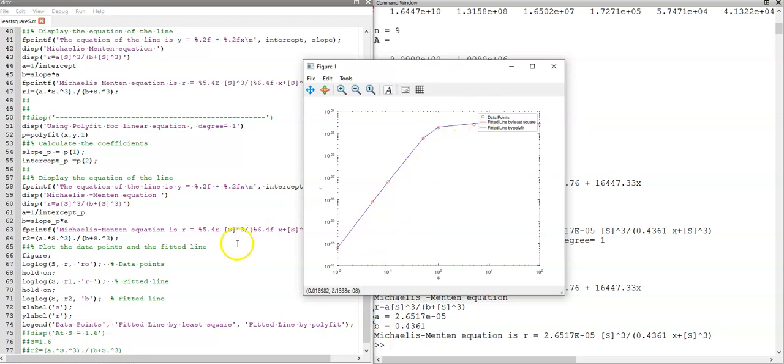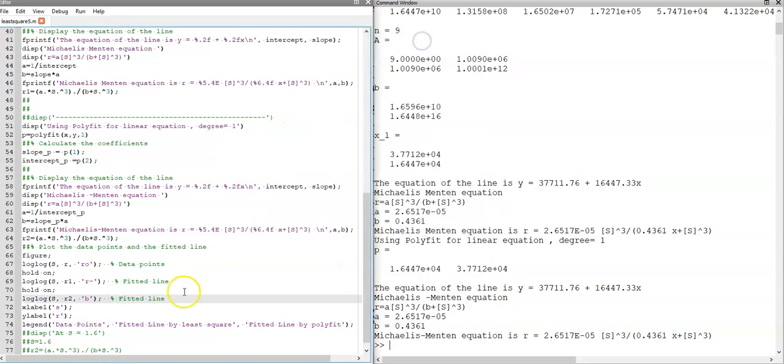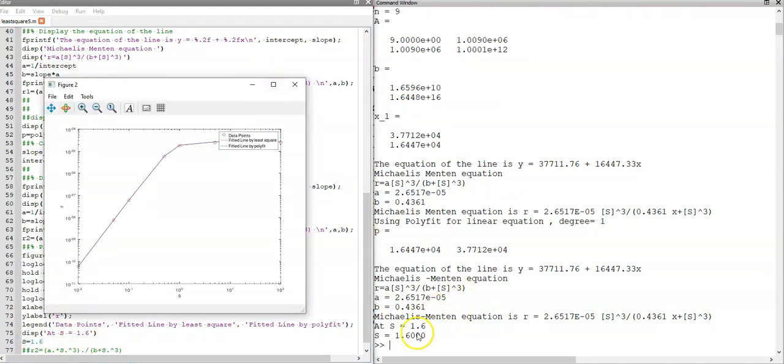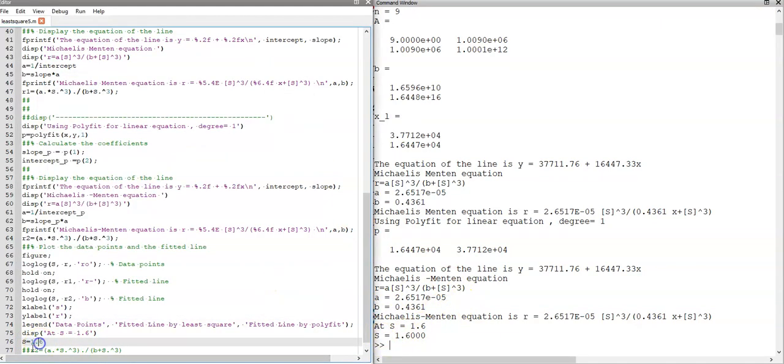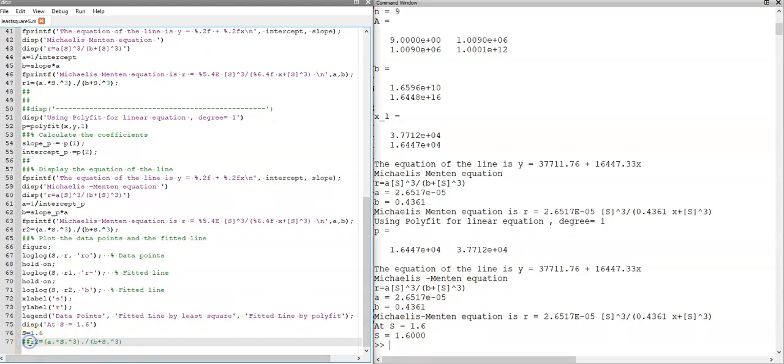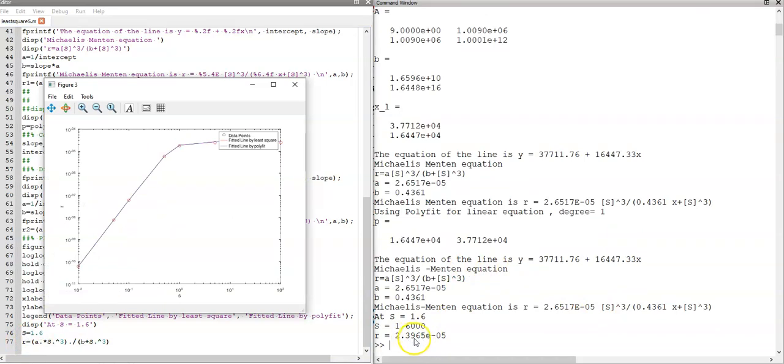Now next is to calculate r at s is equal to 1.6. So s is equal to 1.6, now what will be the r? If we do that, r will be 2.3965 e to the power minus 5.